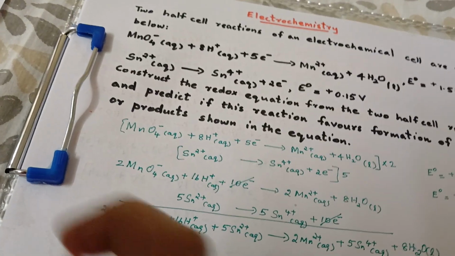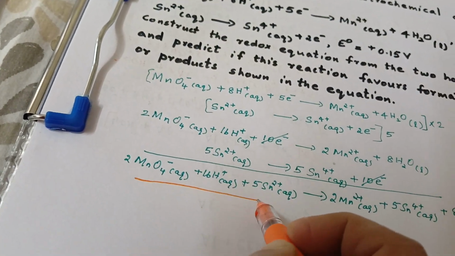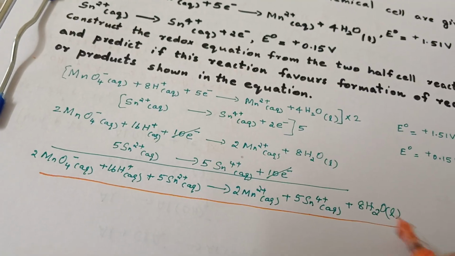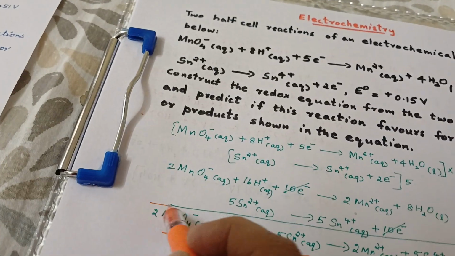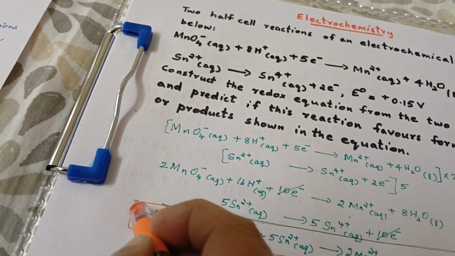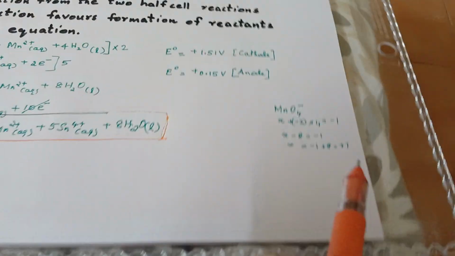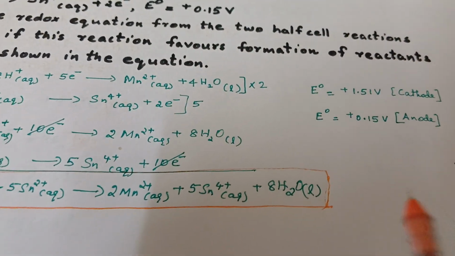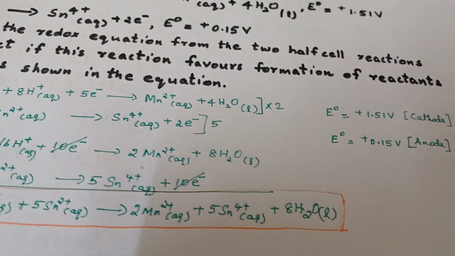So that is the redox equation: 2MnO4 minus aqueous plus 16H plus aqueous plus 5Sn2 plus aqueous giving 2Mn2 plus aqueous plus 5Sn4 plus aqueous plus 8H2O liquid. So this is the redox equation which we are asked to construct. Now something is left. We need to see if this reaction favors formation of reactants or formation of products. So how do we find that?